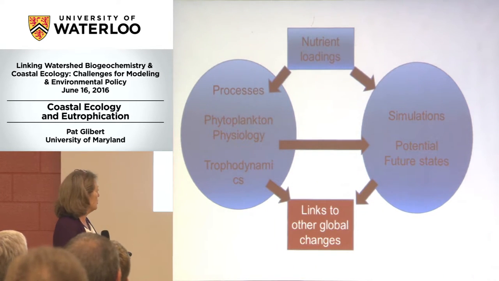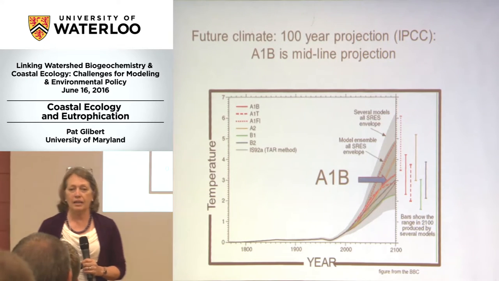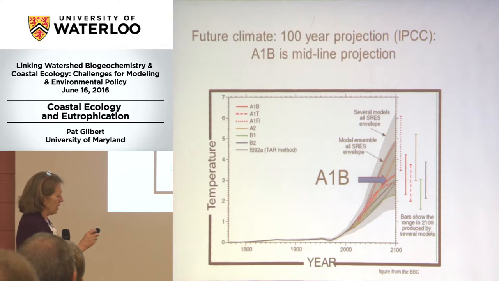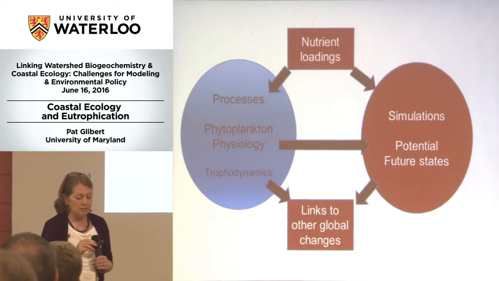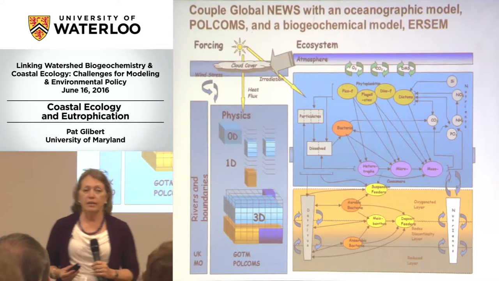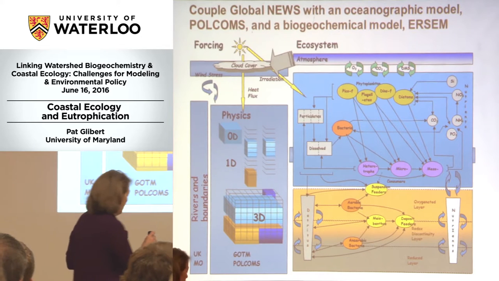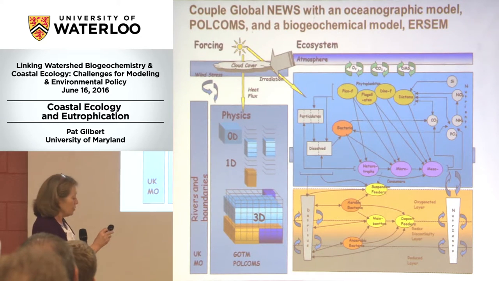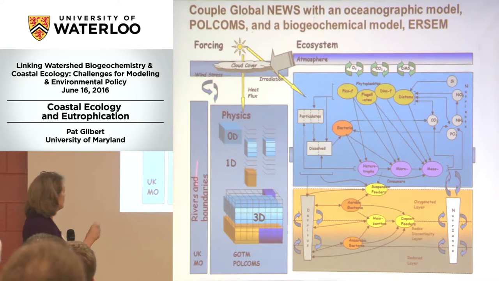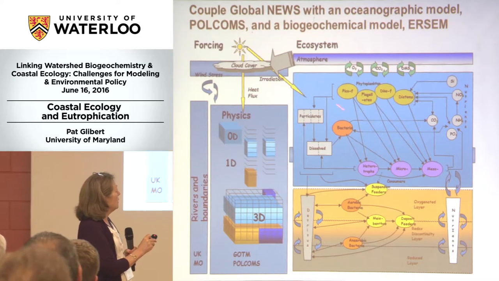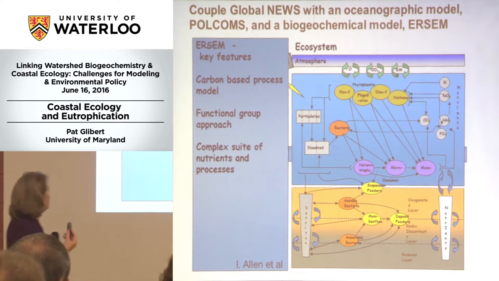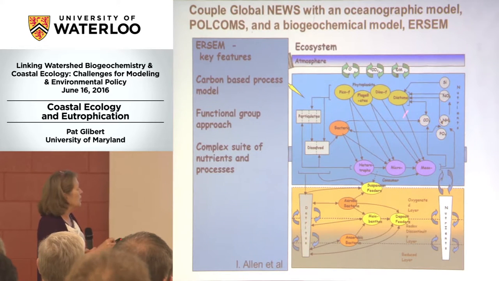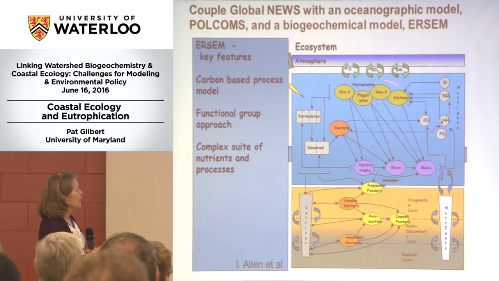So what about other changes? For this application, we used the IPCC 100-year projection using the midline projection of climate change. So what did we do? Working together with the modelers from Plymouth Marine Laboratory, they've got an oceanographic model, a physical model, together with an ecosystem model that can project a different community composition. The model is carbon-based, it's a functional group response, and it includes a complex suite of nutrients as well as processes linking both the upper water column and the benthos.